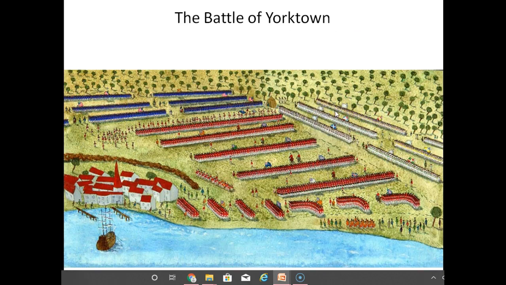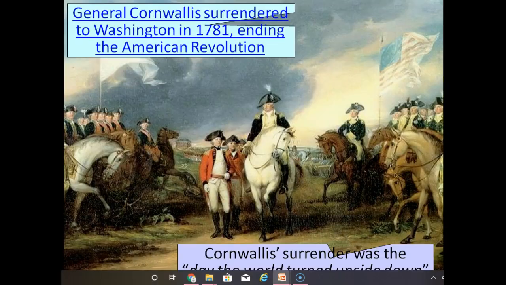Another image just to give it to you. These would be the American troops in the blue, the French troops in the white, and the British were right here and completely surrounded. So in 1781, General Cornwallis finally surrendered to Washington, which finally ended the American Revolution. Cornwallis' surrender is known as the day the world turned upside down.